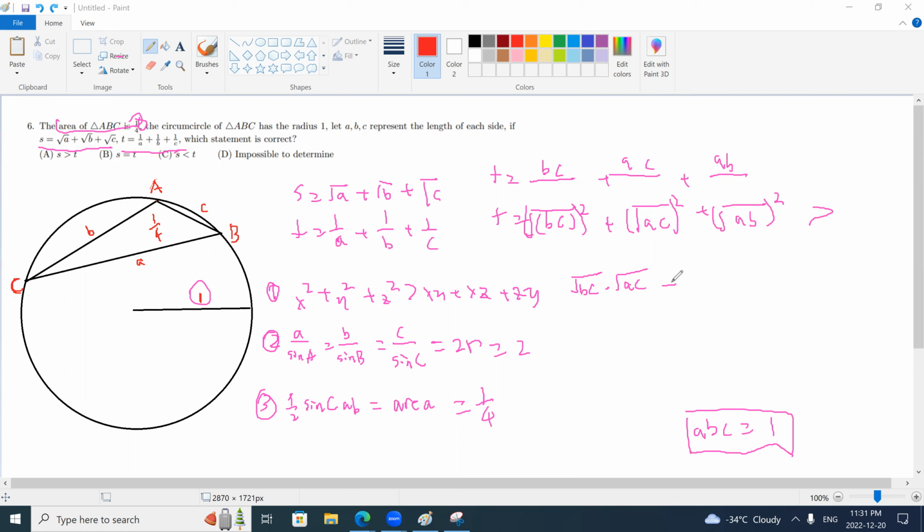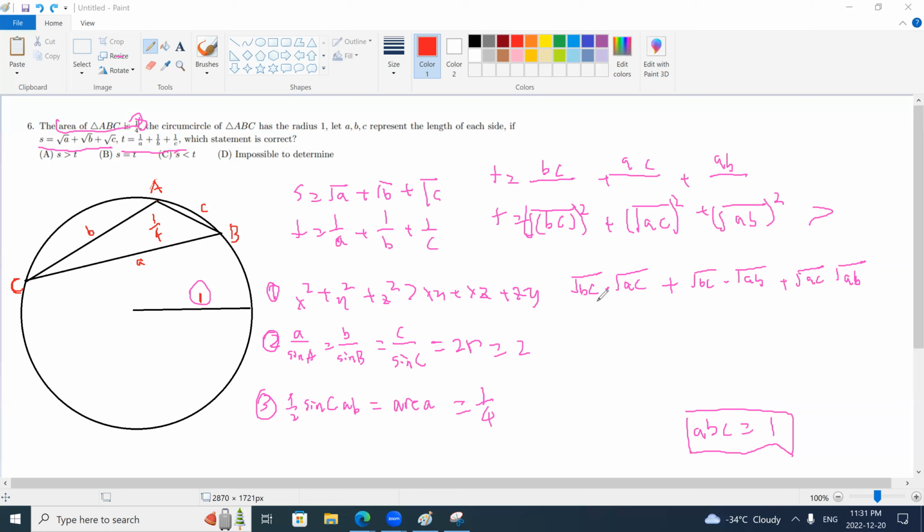So XZ is equal to this thing times this thing, which is square root of BC times square root of AB plus square root of AC times square root of AB. Okay, so we're 100% sure that this is true. So now what do we do?